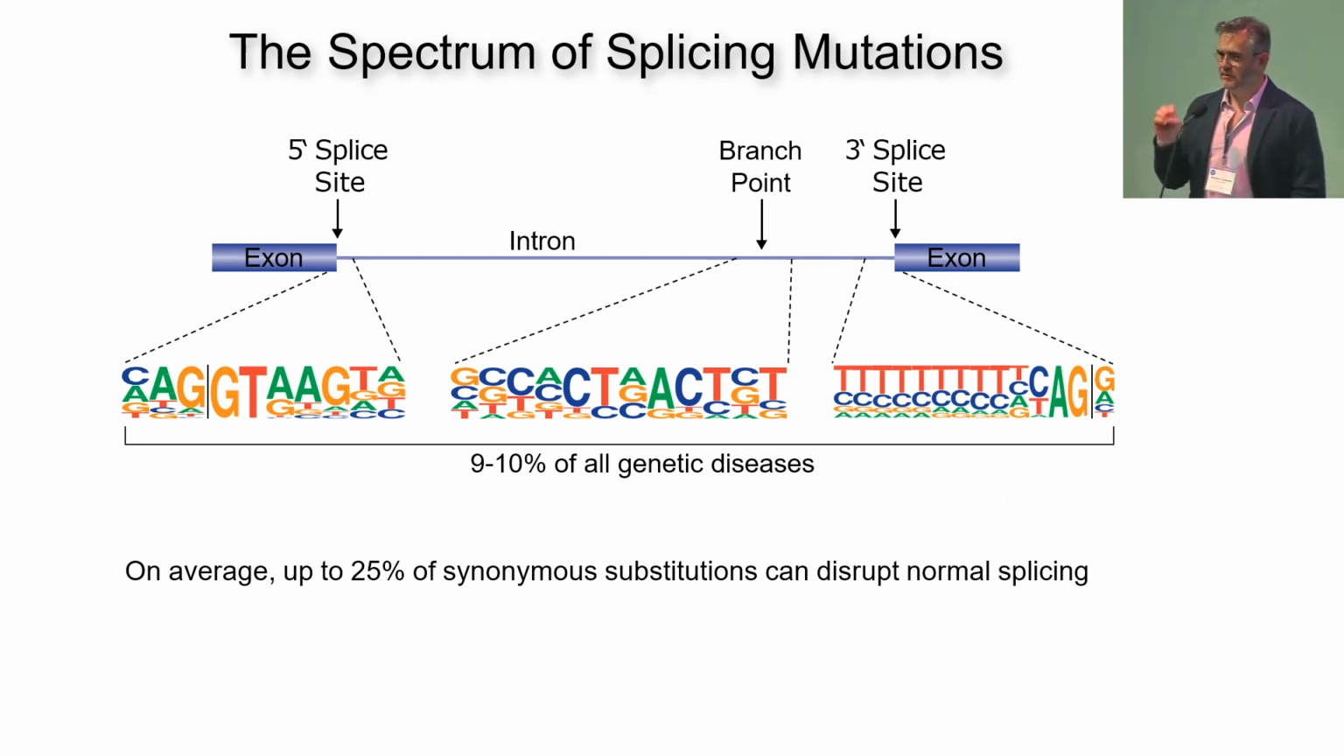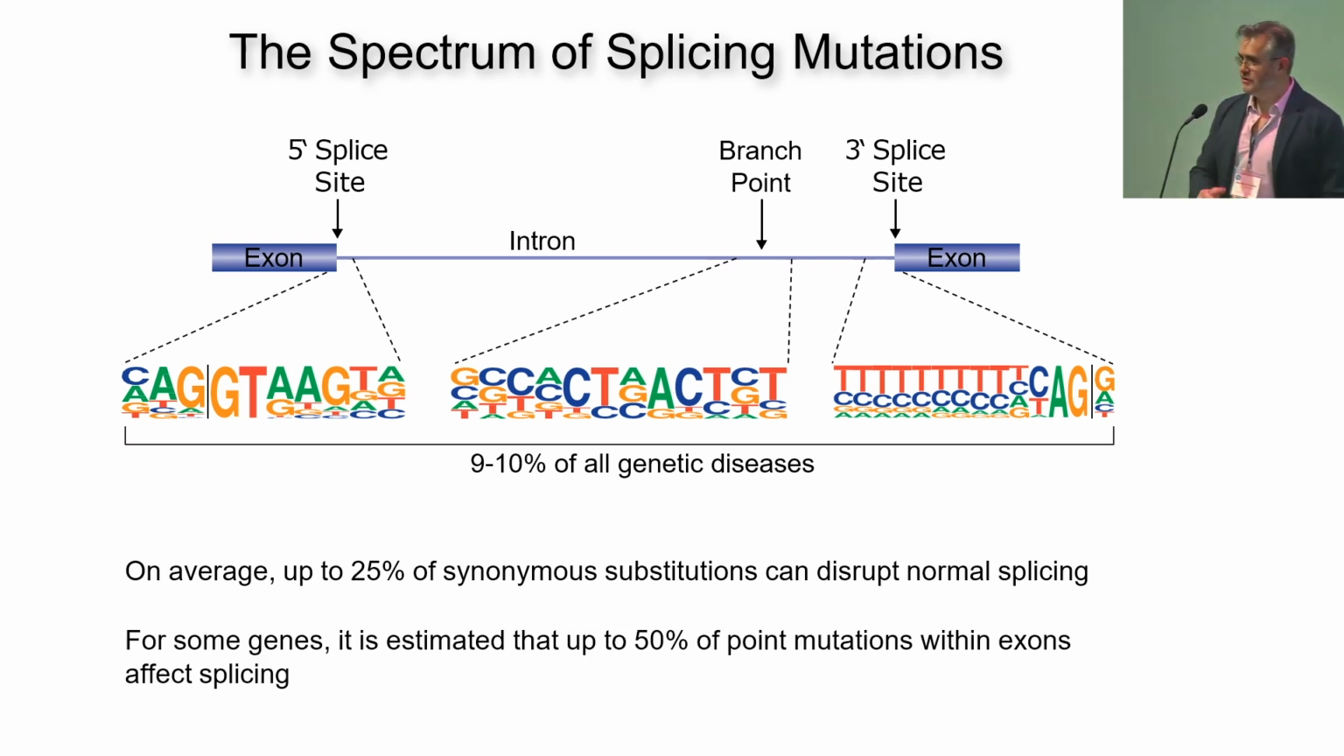About 25% of synonymous mutations disrupt splicing. A synonymous mutation is a mutation that does not change the protein encoded by that RNA. It's just a change at the genomic level, which then can occur in the RNA. But because different RNA sequences can encode the same amino acid, you can have changes that affect the RNA but not the protein sequence. It turns out that a lot of these synonymous changes affect splicing. For some genes, it's estimated that about 50% of the point mutations that have been identified can affect splicing.